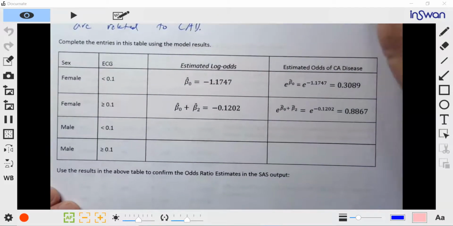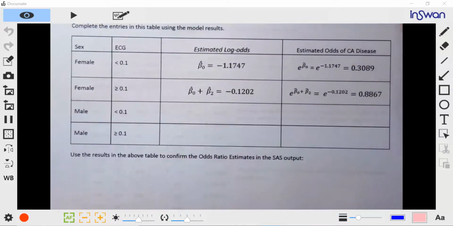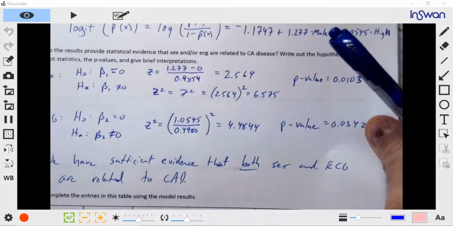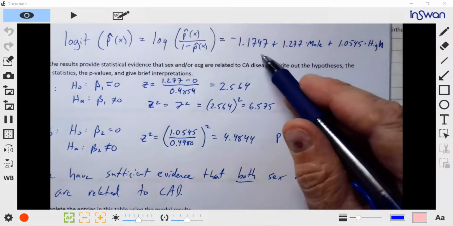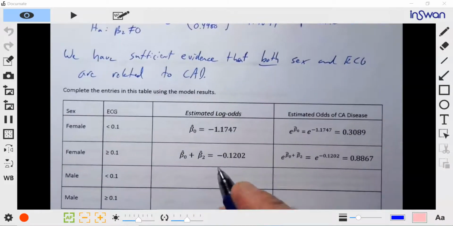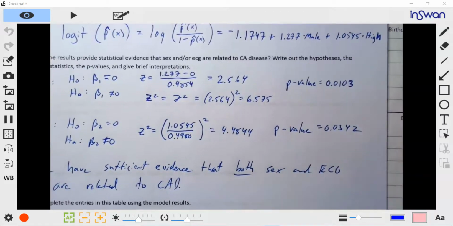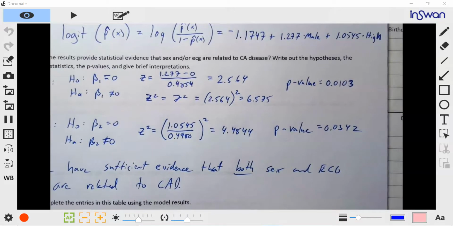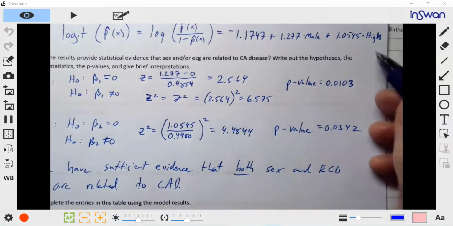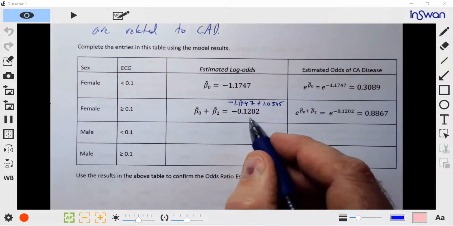So the estimated log odds now for females with a low ECG would just be, if we look at our model, females with a low ECG, males is 0, high is 0, so all we're left with is the intercept. So that's why I wrote the intercept down here. Females with a high ECG, we have the intercept. This is actually negative 1.1747 plus 1.0545 because we have a high ECG. So that's where I'm getting negative 0.1202.